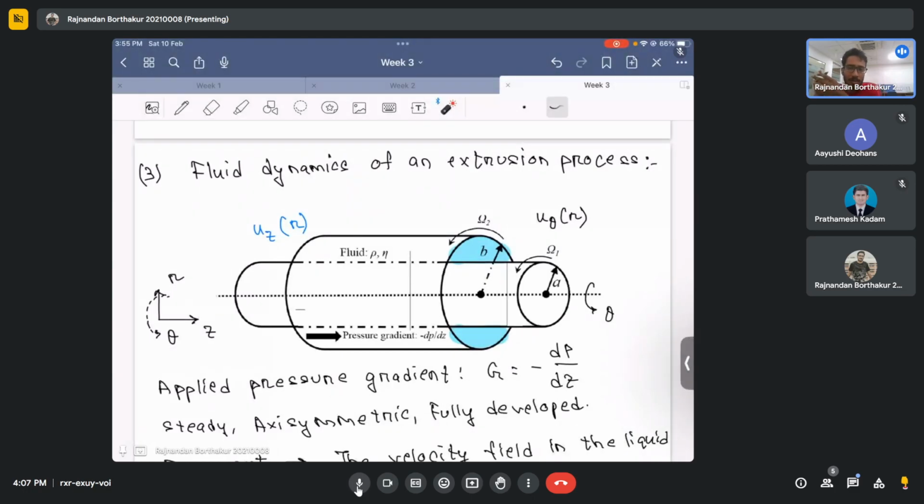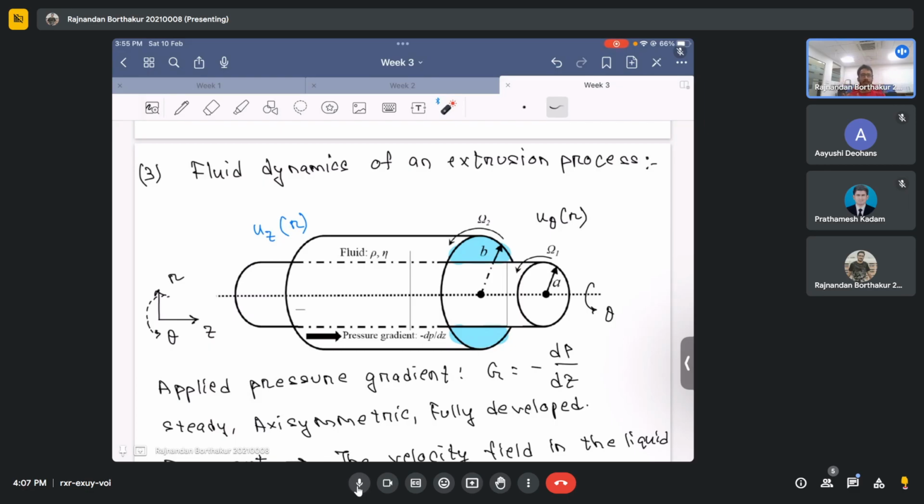I call this problem the fluid dynamics of an extrusion process. Typically, as mechanical engineers or chemical engineers or material engineers, you know what an extrusion process is, right? As the name suggests, we want to get a particular volume of fluid out of a certain system, and for that we apply certain mechanical forces or stresses to move that volume of fluid out of a structure.